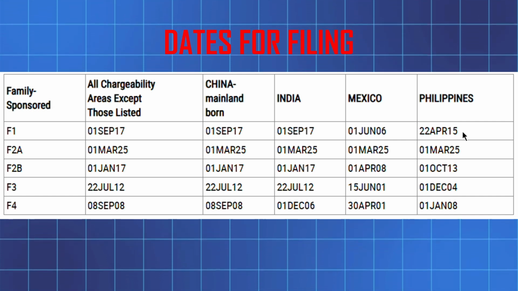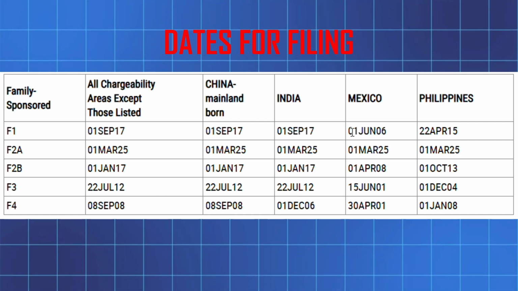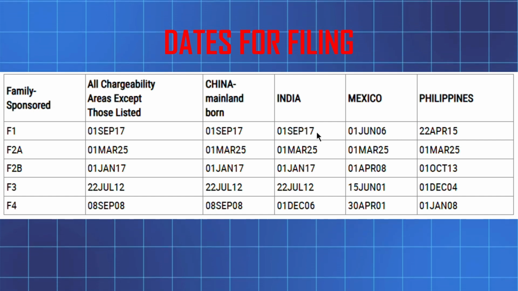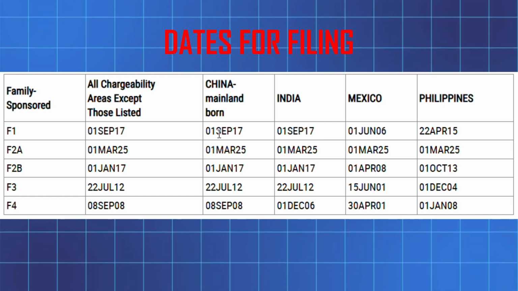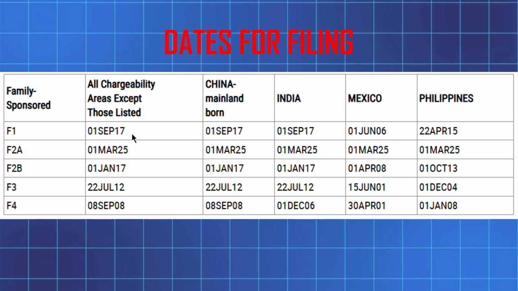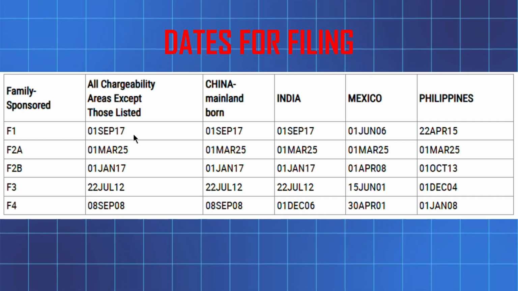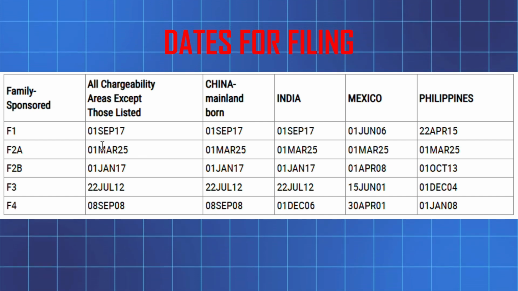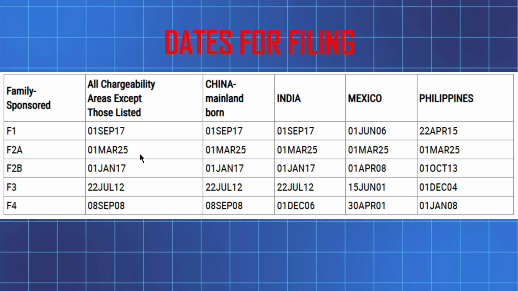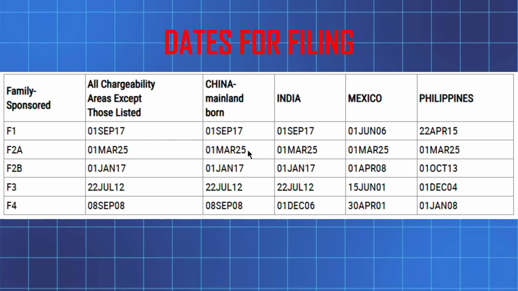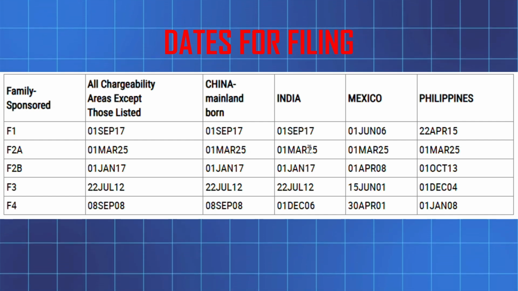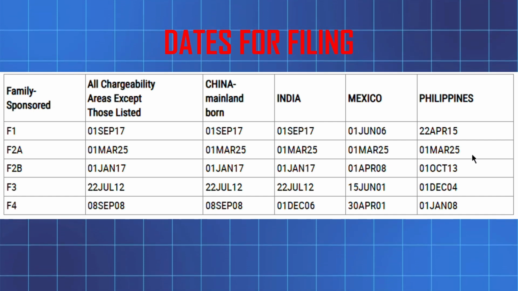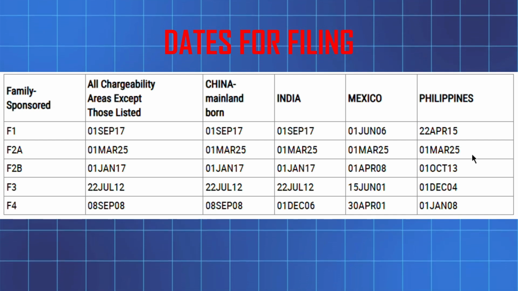Okay, so if you are from Mexico, it's going to be this right here, June 1st, 2006. If you're from India, of course, if you're in F1 category, it's going to be September 1st, 2017. If you're China mainland born, same date. If you're not from any of those countries, it's going to be the same date as well. For F2A category, if you're not from any of those countries, it's going to be March 1st, 2025. If you're from China mainland born, it's going to be March 1st. If you're from India, Mexico, and Philippines, they're all the same. Okay, so check your priority date against those dates in the chart.